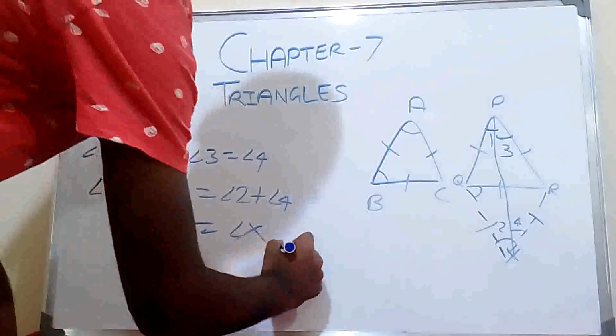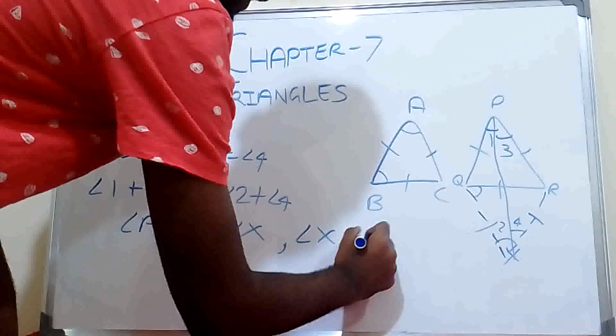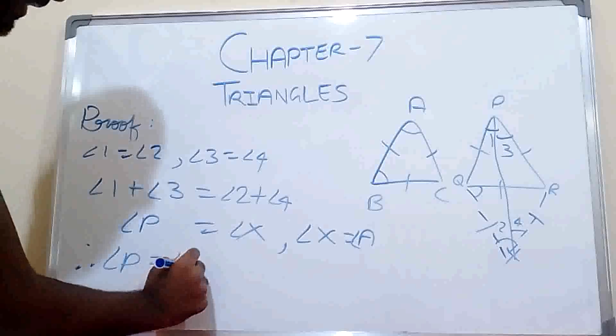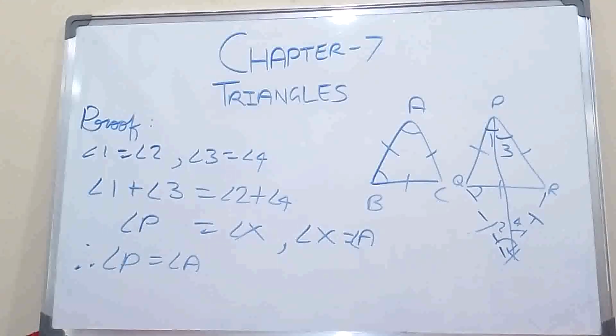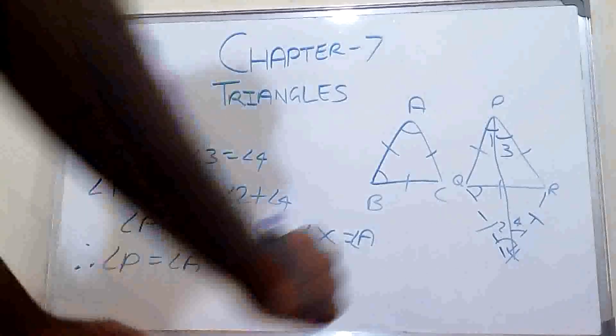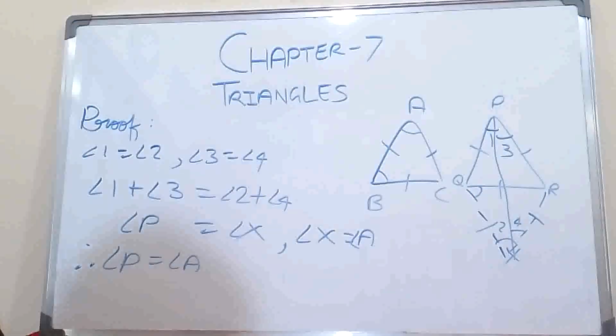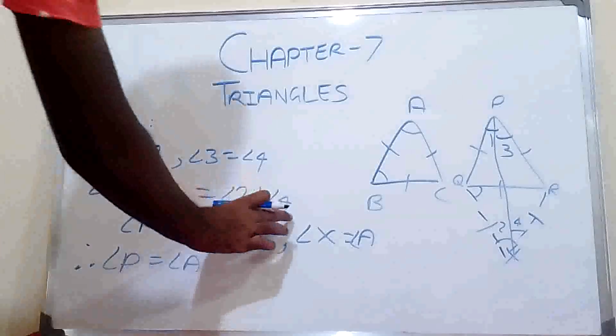And now we know that angle X is equal to angle A, which means that therefore angle P is equal to angle A. Again, to recap what we did here, we used angles opposite to equal sides. We know that these two sides are equal, so angle 1 and angle 2 are equal. Now we also showed that these two sides are equal, so angle 3 and angle 4 are also equal. Now if we add angle 1 plus angle 3 and angle 2 plus angle 4, then even their addition will be equal. So angle 1 plus angle 3 is equal to angle 2 plus angle 4.